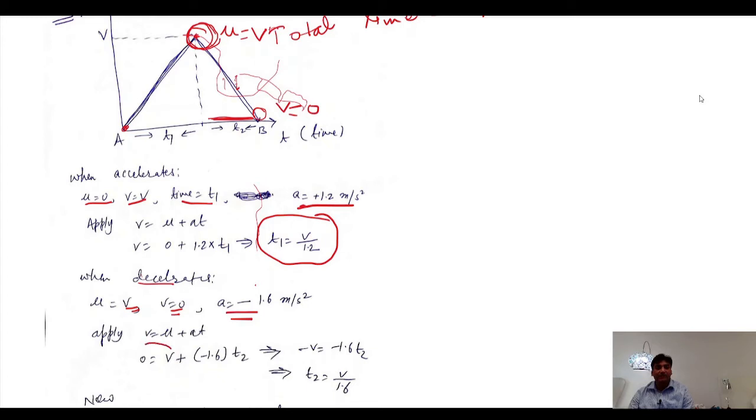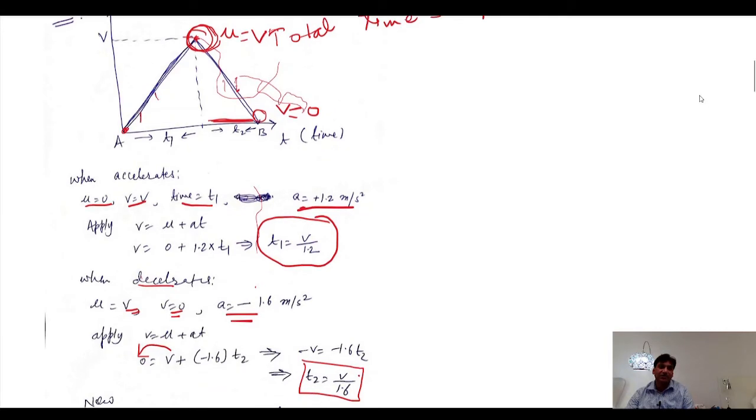Now shift this v to the left side, so it is minus v, and minus v divided by minus 1.6, you will get v over 1.6. And this is your t2 time. So t1 we got and t2 we got, right? Now what other information do we have? We have the total distance traveled in the journey. Total distance is the area, right? Area of this, yes or no?